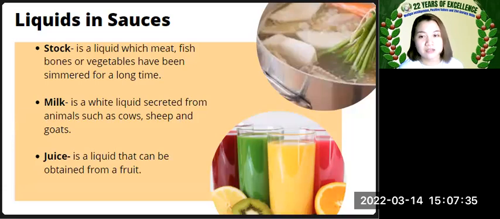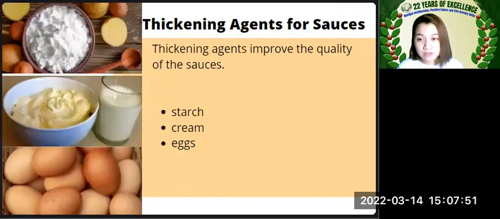Next one is commonly milk. It is a white liquid secreted from animals such as cows, sheep, and goats. You know it already. And juices or fruit juices, it is a liquid that can be obtained from a fruit. So what are the thickening agents that are often used for sauces?